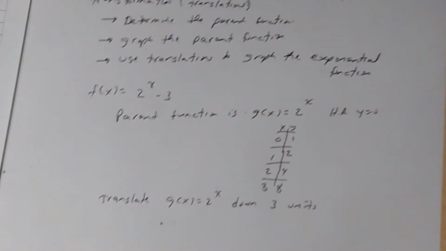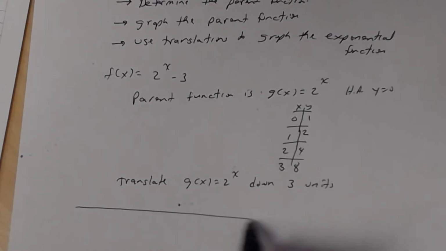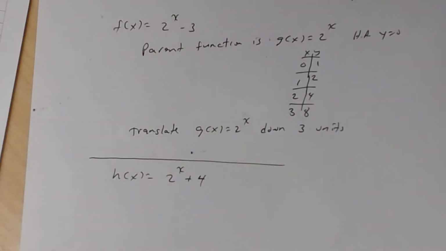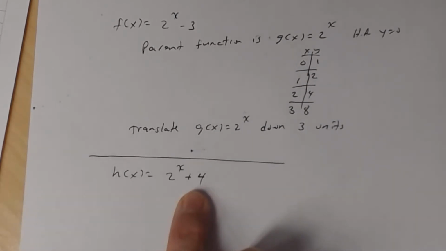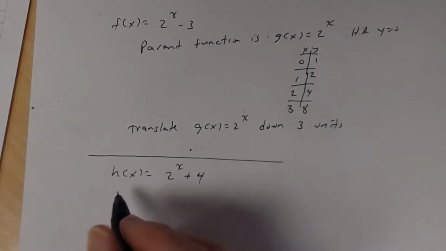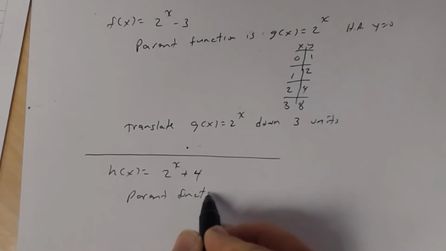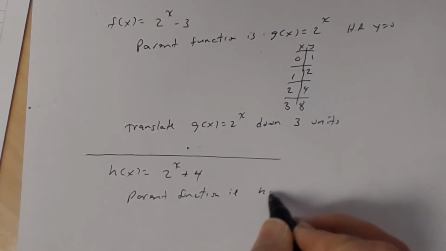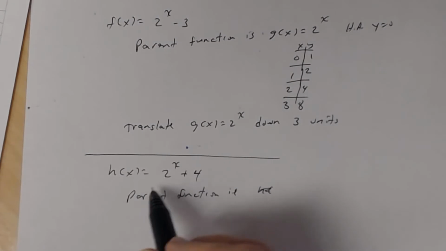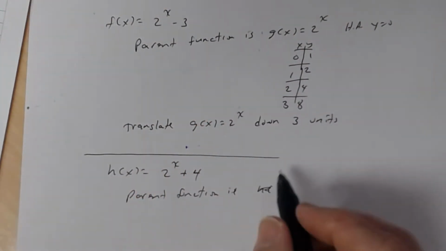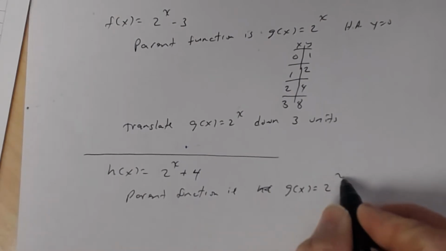If I wanted to graph h of x equals 2 to the x plus, let's say, 4. h of x equals 2 to the x plus 4. In your mind, you know what that plus 4 indicates. That plus 4 indicates the horizontal asymptote, y equals 4. So the first thing you do is denote the parent function. Oh, sorry, you have to use a different function. So I'm going to use the same one here, g of x. Parent function is g of x equals 2 to the x.